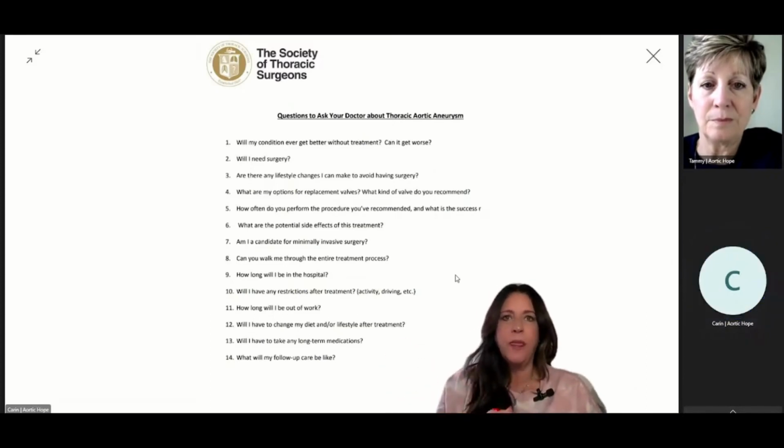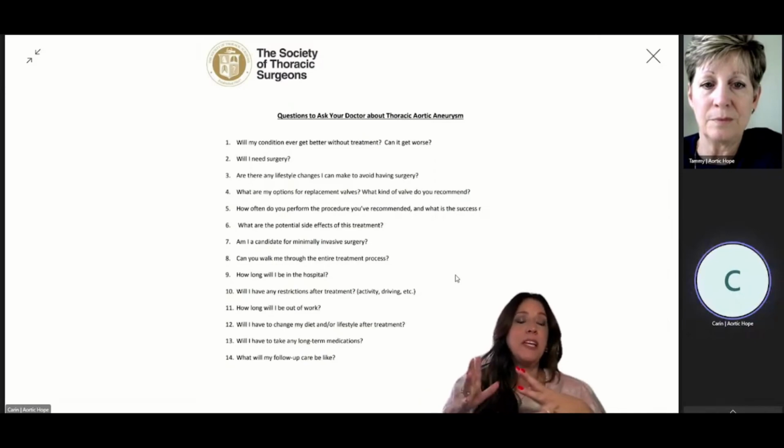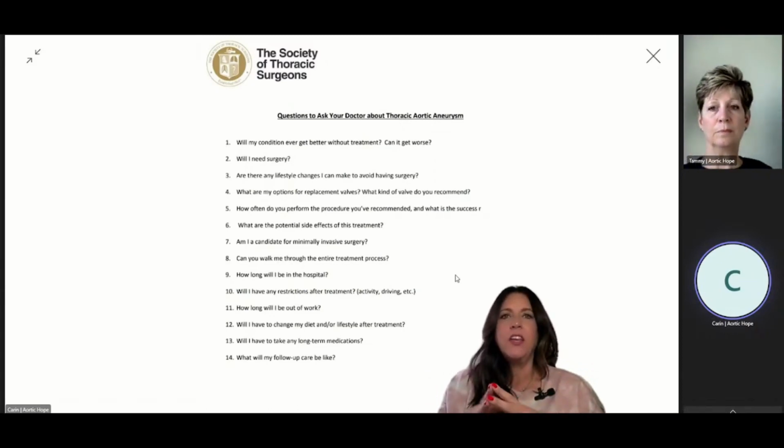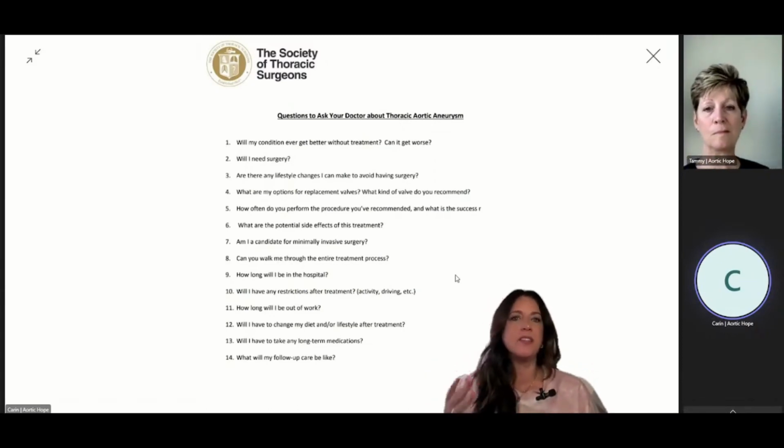That's important. Are you a candidate for minimally invasive surgery? Meaning, do you have to be cut open? And if so, why? Ask those questions. Can you walk me through the entire treatment process? How long will I be in the hospital? Are there any restrictions afterwards? How long am I going to be out of work? Or how long before I can exercise?